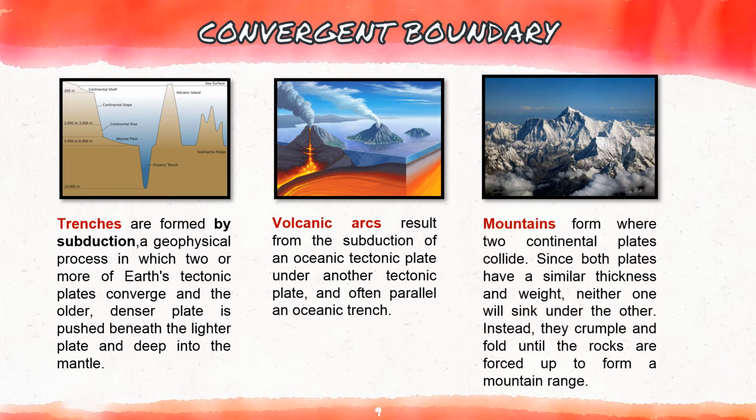Another important formation is the mountain. It forms when there is convergence between two continental plates. Since both plates have similar thickness and weight, neither one will sink under the other. Instead, they crumple and fold until the rocks are forced up to form a mountain range.